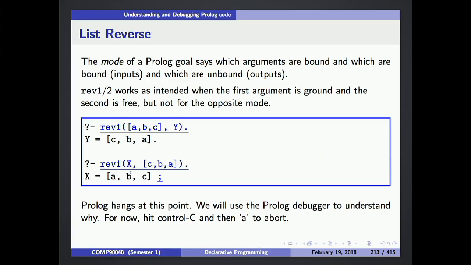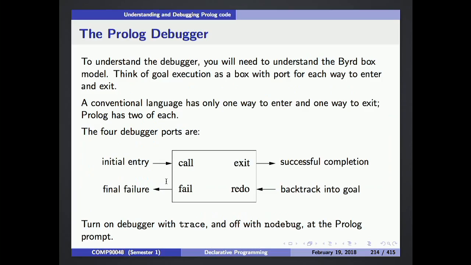Okay. Here, it gives me the right answer, and then I ask for another answer, and it goes off forever. So what on earth is going on? Now I have to hit Control C, abort, to get out and get back, because the computation has gone off forever.